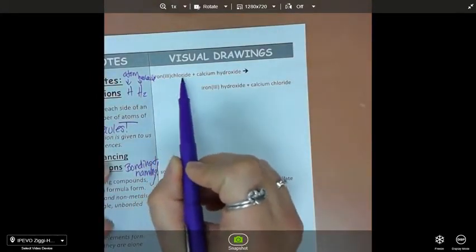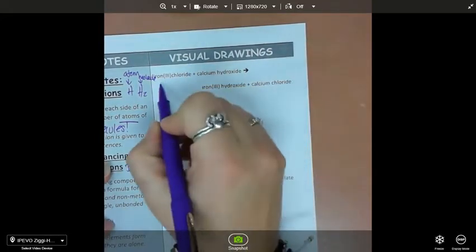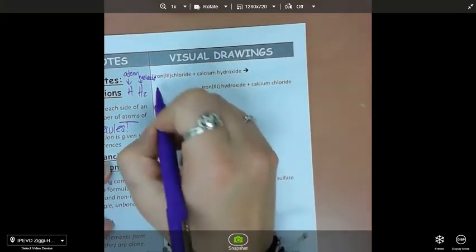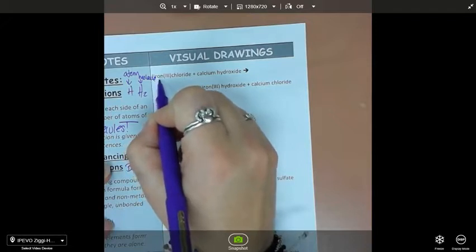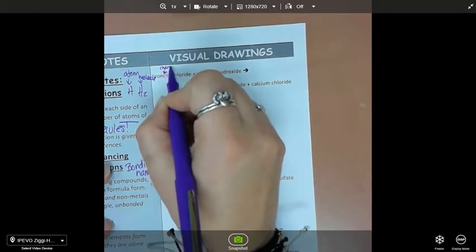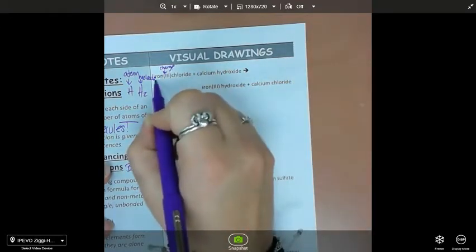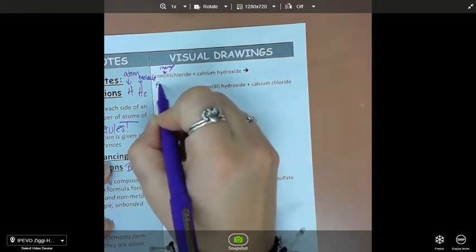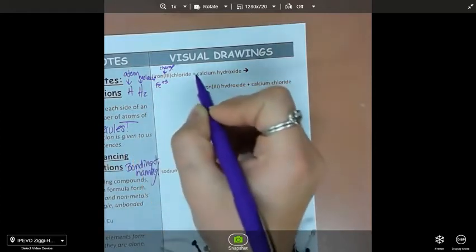Okay, so first example here, we have iron 3 chloride and calcium hydroxide. So iron, Roman numeral 3, if you think back, if it's a metal and a Roman numeral, this tells us the charge of that metal. So if we have iron, Roman numeral 3, that means we have Fe plus 3.